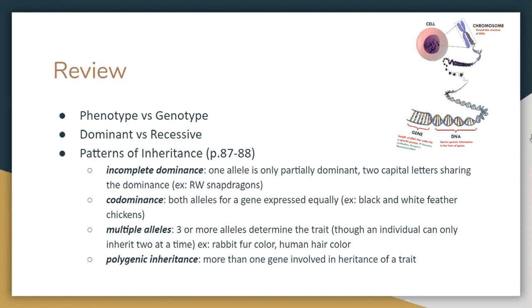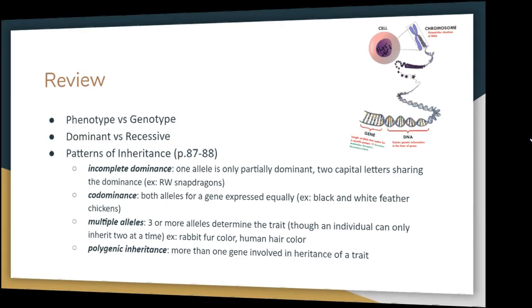Polygenic inheritance, or many gene inheritance, means not just more than one allele, but more than one gene, more than one section of DNA determining the trait.